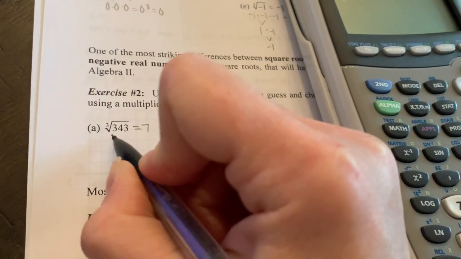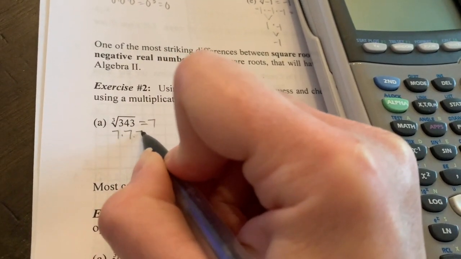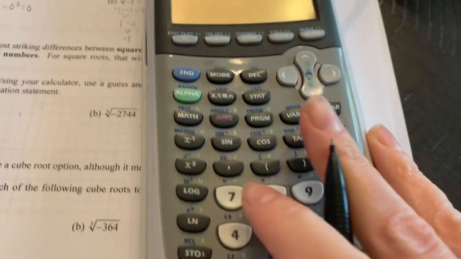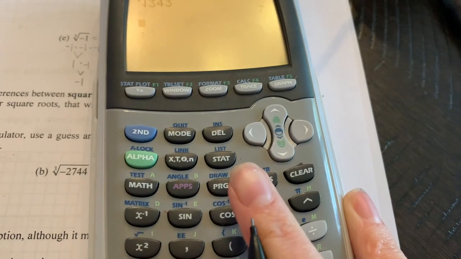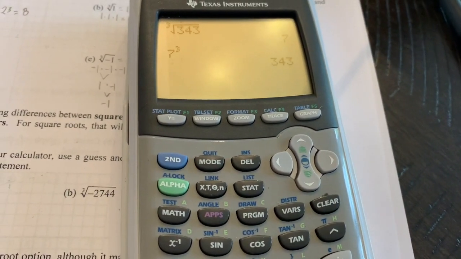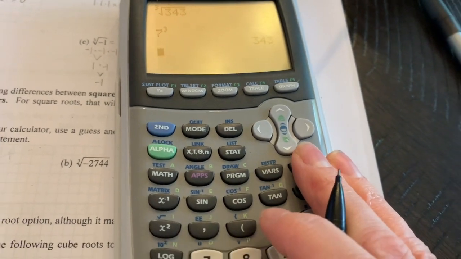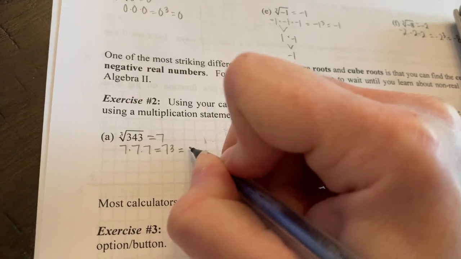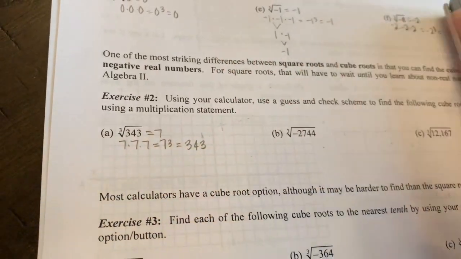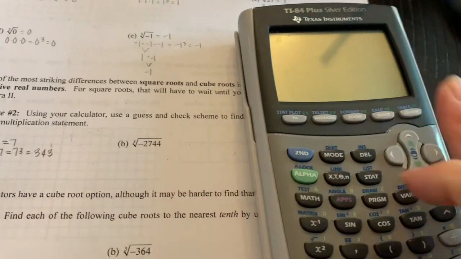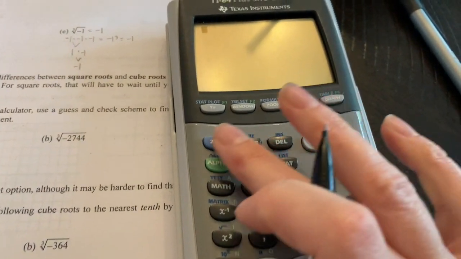And the multiplication statement, 7 times 7 times 7. Now, it doesn't seem like it would be that big of a number, but it is. If you put 7 cubed, you can do caret cubed. You'll see that it is 343. Okay? So that's 7 cubed, which is 343. Now we're going to find the cube root of -2,744.